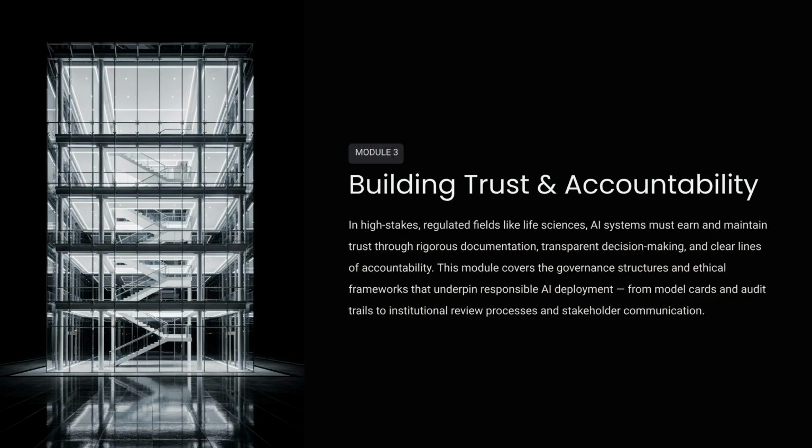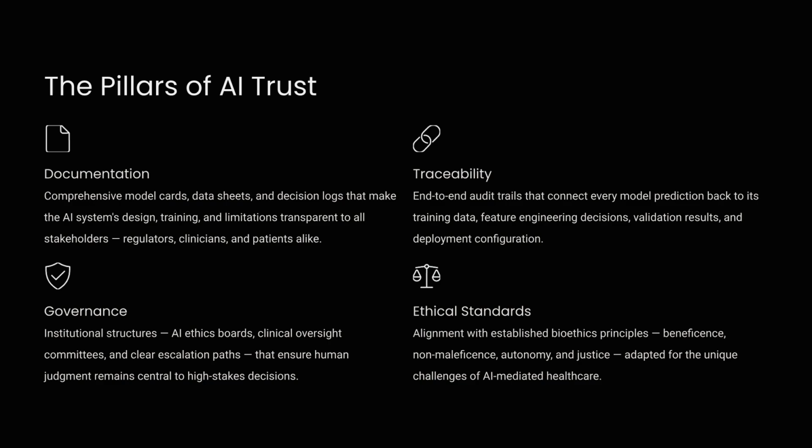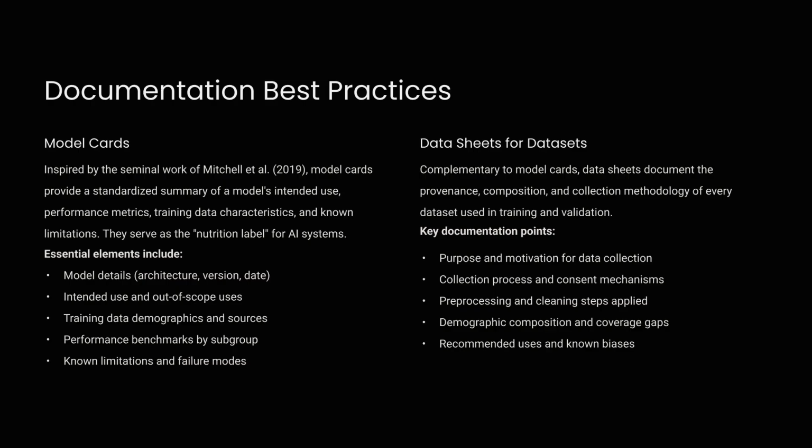In high-stakes fields, AI must earn trust through documentation, transparency, and clear accountability. We cover governance structures and ethical frameworks, from model cards to institutional review processes. The pillars of AI trust include comprehensive documentation, end-to-end traceability of model predictions, strong governance structures like ethics boards, and adherence to ethical standards such as beneficence and non-maleficence.